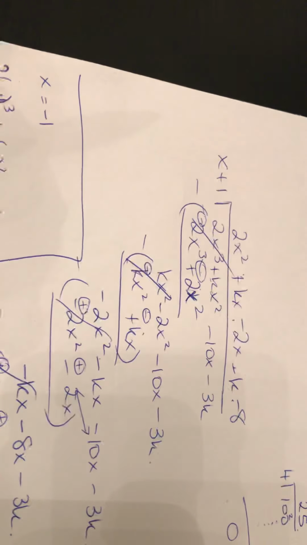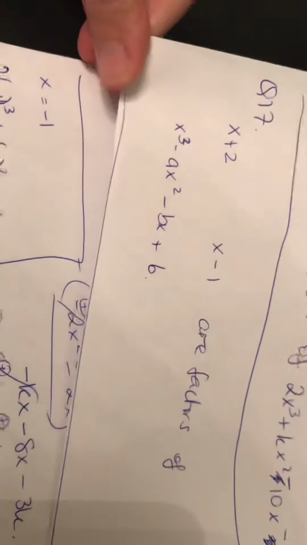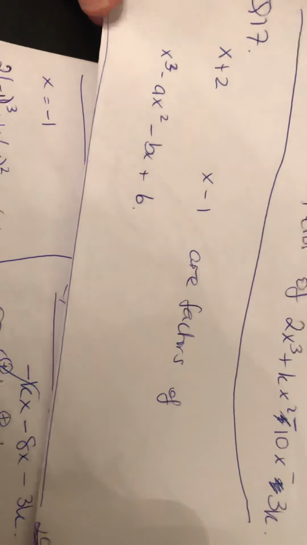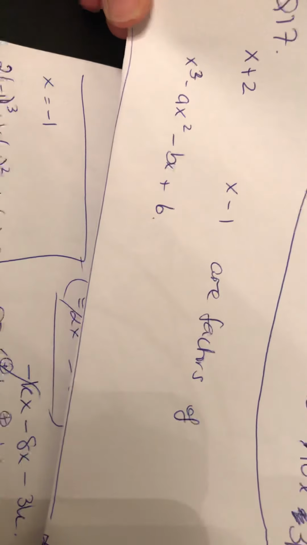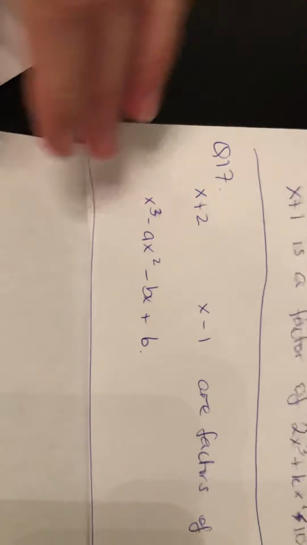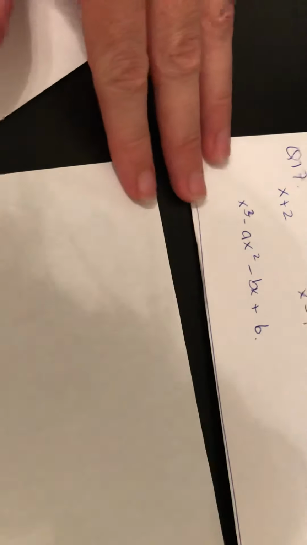Second question I'm going to do is this one here. x plus 2 and x minus 1 are factors of this. Find the values of a and b. Again, I'm going to do it two ways. So if they're factors, now think about it.